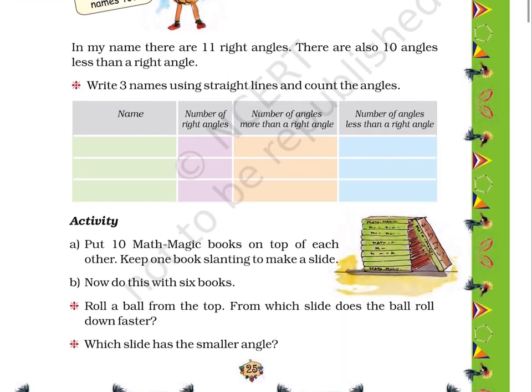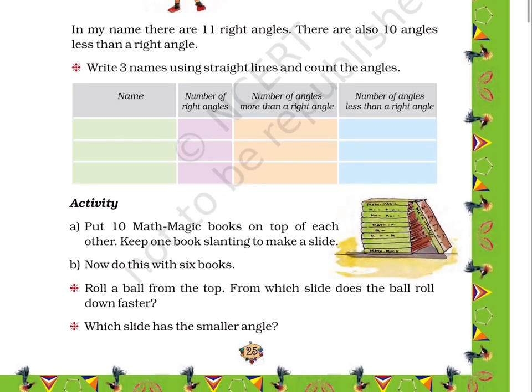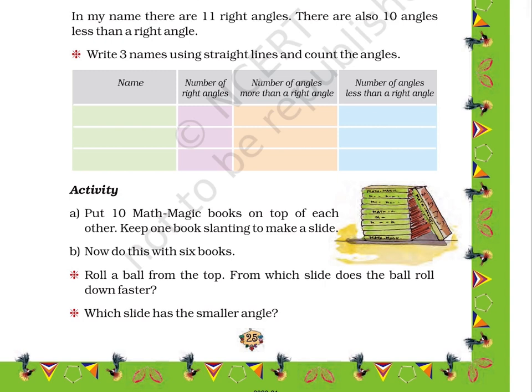Write 3 names using straight lines and count the angles. We have a table below this with 4 columns and 3 rows. Column 1 heading is Name, Column 2 Number of right angles, Column 3 Number of angles more than a right angle, Column 4 Number of angles less than a right angle.